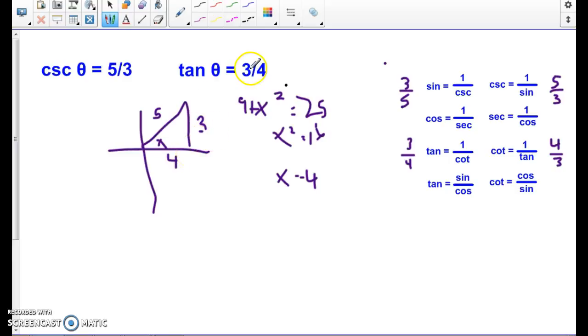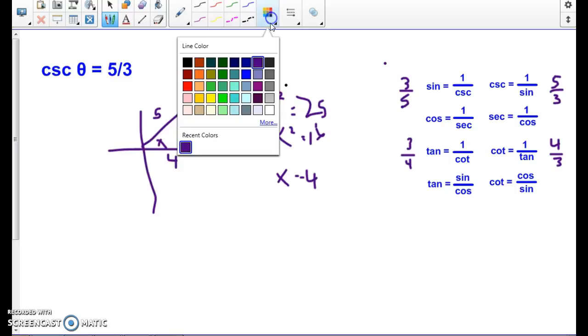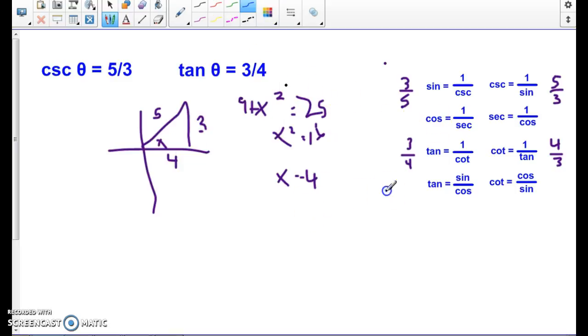Notice how tangent here makes perfect sense. Opposite over adjacent, 3/4. Now I'm going to switch colors so my numbers don't blend for you. I can easily find the cosine, because cosine is adjacent over hypotenuse. So this is 4/5. If I know the cosine, I just need to flip it to get the secant, which would be 5/4. Voila!